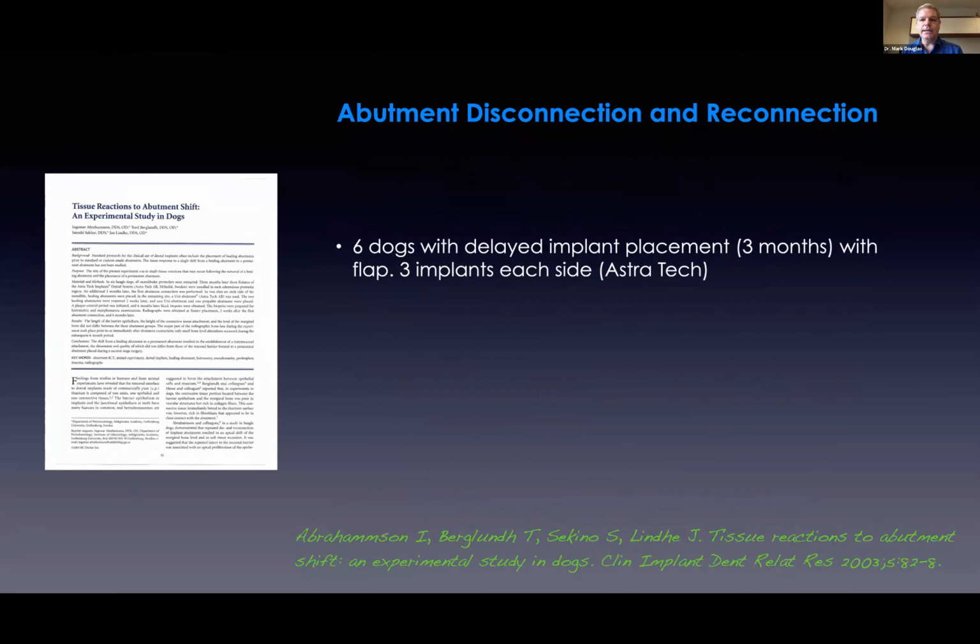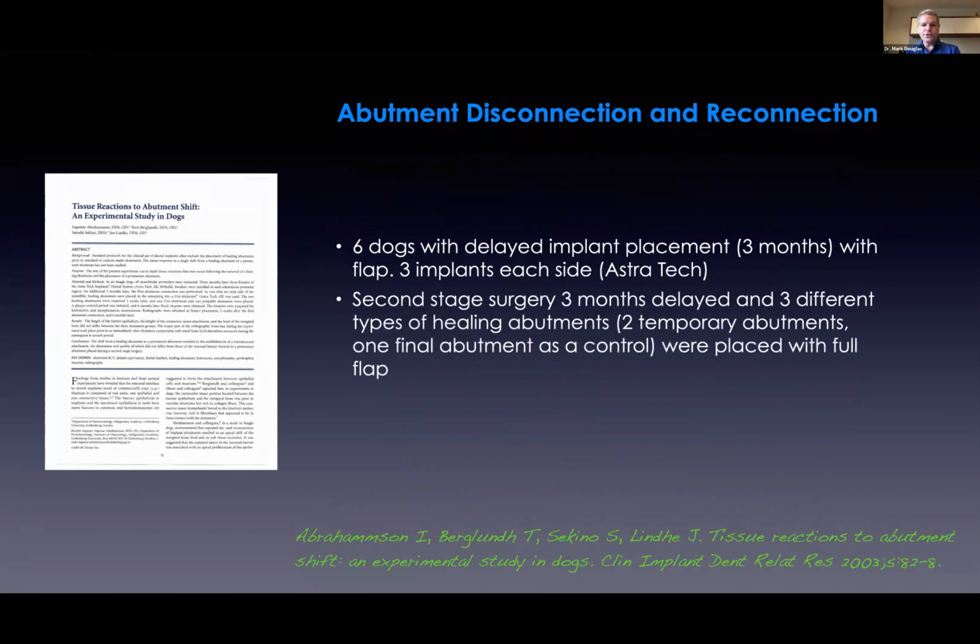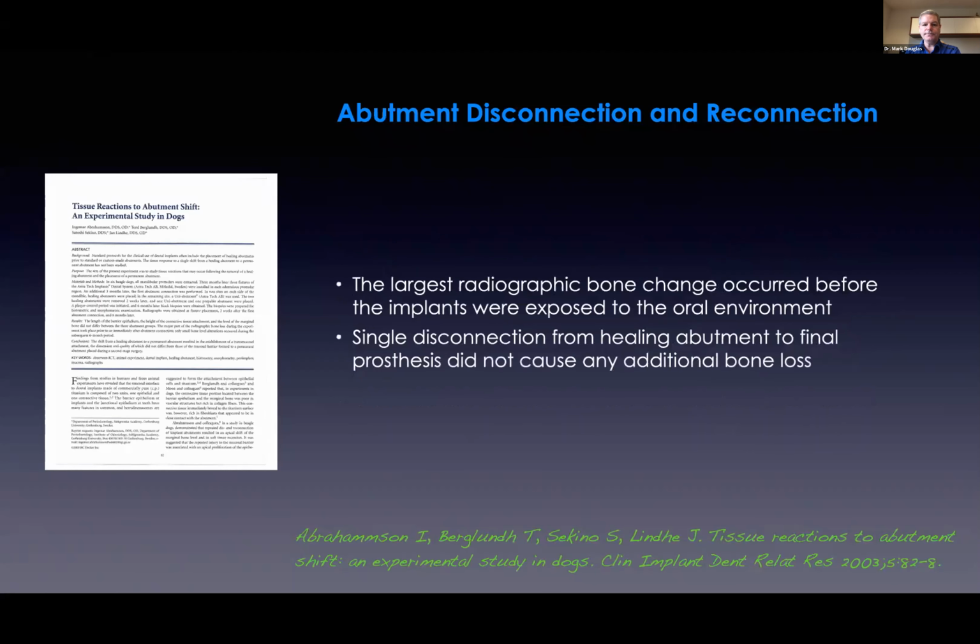So they took 6 dogs with delayed implant placement. They waited 3 months before they placed it, and they put 3 implants at each site. The second stage surgery was 3 months later, delayed, with 3 different types of healing abutments. There were 2 temporary abutments and 1 final abutment, which was used as a control. And they were placed with full flap. 6 months later, they did histological examination, and they found that the largest radiographic bone change occurred before the implants were exposed to the oral environment. Single disconnection from the healing abutment to final prosthesis did not cause any additional bone loss. So you can do 1 or 2, but if you do a whole bunch of them within the first 5 or 6 months, you will get recession.